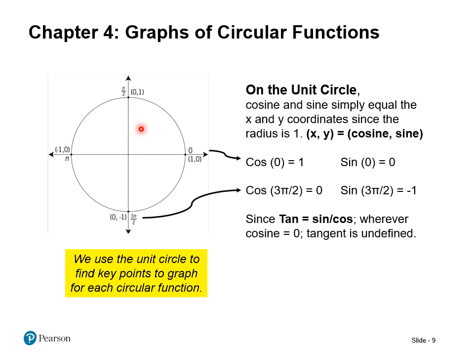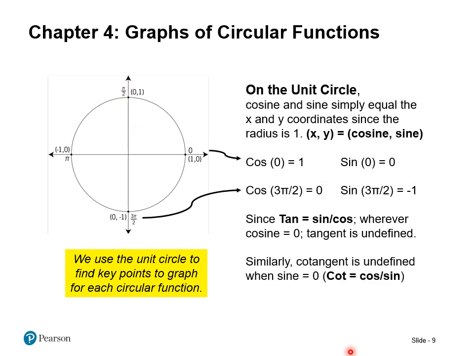All right? And then the last thing we're going to do is for tangent, or excuse me, cotangent, we're going to do the same thing. Since cotangent equals cosine over sine, we're going to find where sine is 0 because that will mean the function is undefined. Okay, and that of course is at 0 and pi.